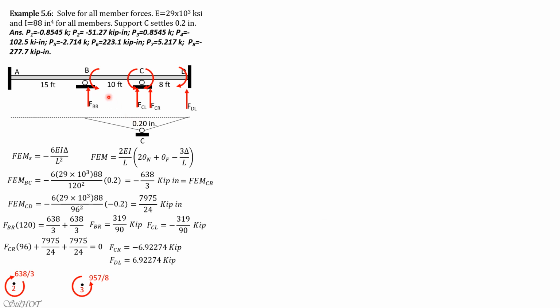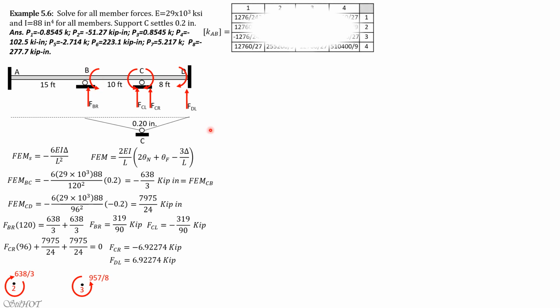Then we are interested in the nodes 4 and 6, so this is just 2 by 2. But this is the stiffness of AB: 12 times E, 29 times 10 to the third, times 88 divided by 150 times 12, 180 cubed. So that's the result. Then 6EI over 180 squared. This is the result. Then the negative of the first.